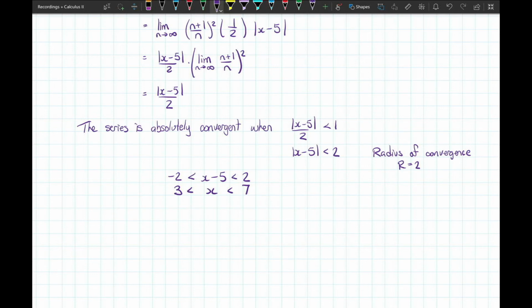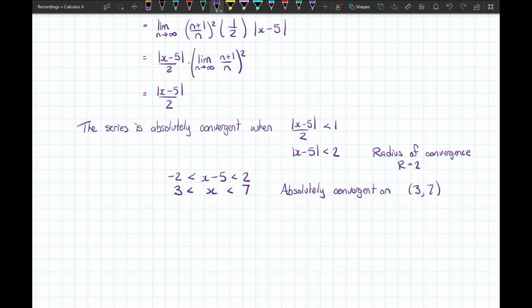So that idea of radius of convergence kind of makes sense. Our center point is 5, and a radius of 2 would be 2 units left and to the right of x equals 5, and that gets us 3 and 7. So we see that the series is absolutely convergent on the interval from 3 to 7, not including the endpoints.